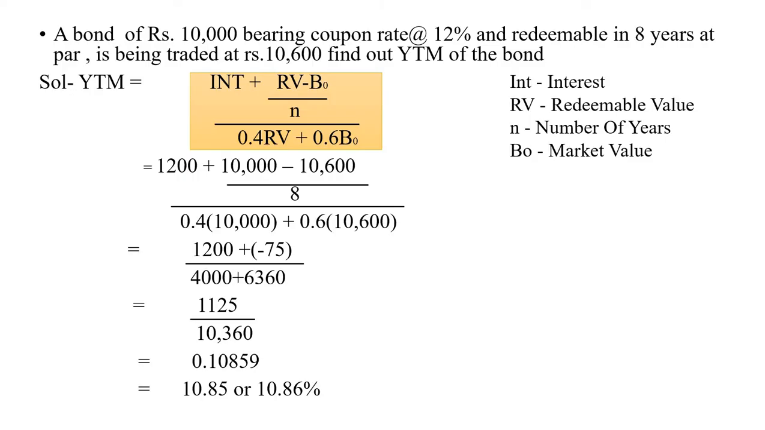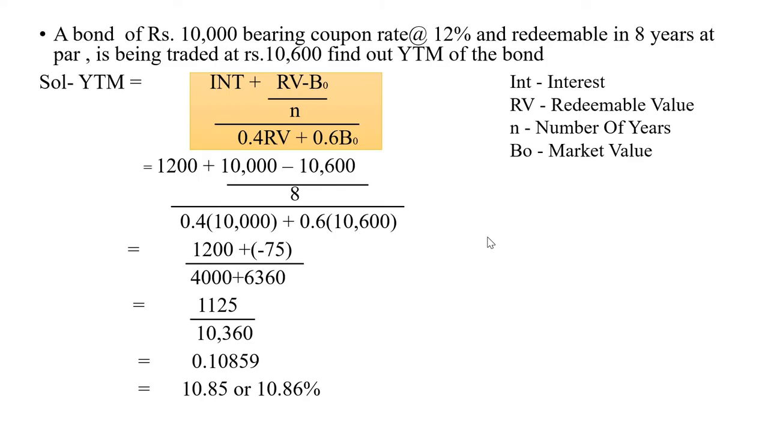Now we will try to solve the above problem. First, what is the interest? First we have to calculate the interest. So how to calculate interest? Nothing but face value into coupon rate. What is the face value of the bond? A bond of rupees 10,000. So this is the face value, bearing the coupon rate at 12%. So on 10,000, 12%, how much? 1200. Correct. So this is the interest.